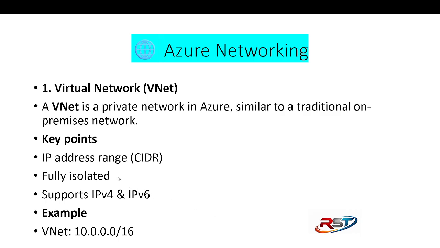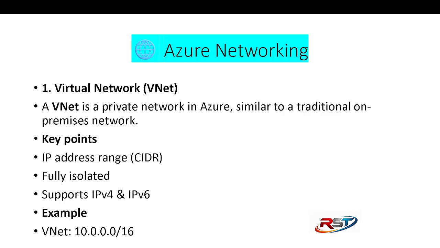Key points: IP address range. We can assign the IP address ranges, and we can partition the IP address. That VNet IP address we can partition as subnets. That is called CIDR. Fully isolated.